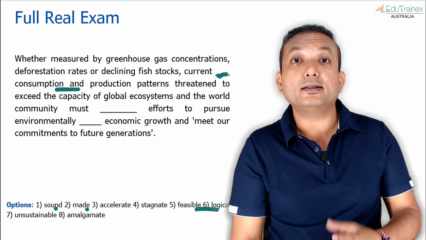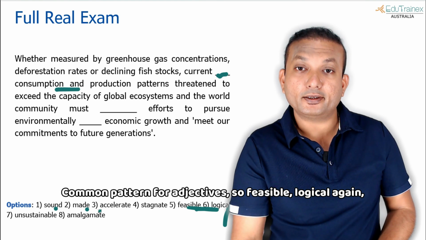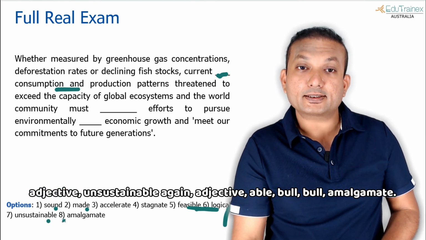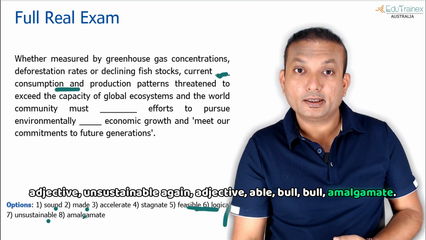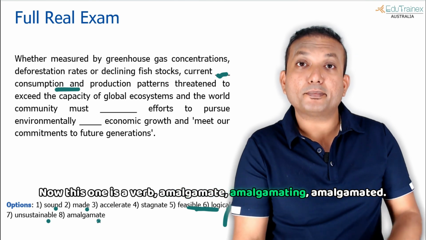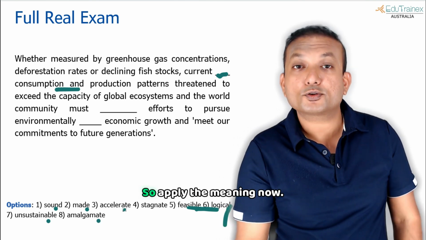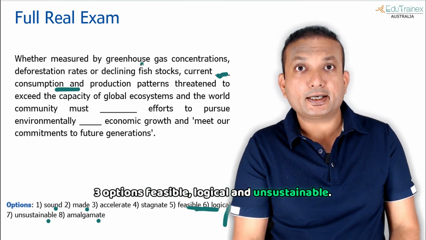Feasible, ending with a common pattern for adjectives. So feasible, logical, again adjective. Unsustainable, again adjective. Amalgamate. Now this one is a verb. Amalgamate, amalgamating, amalgamated. So apply the meaning now. Three options: feasible, logical, and unsustainable.